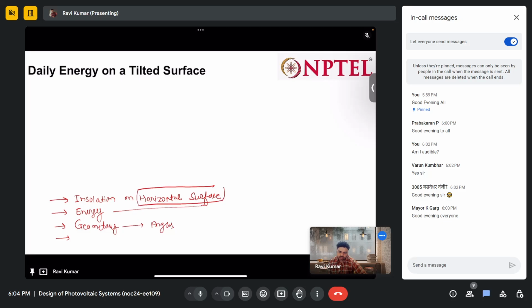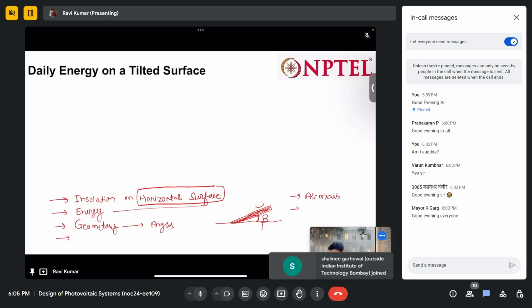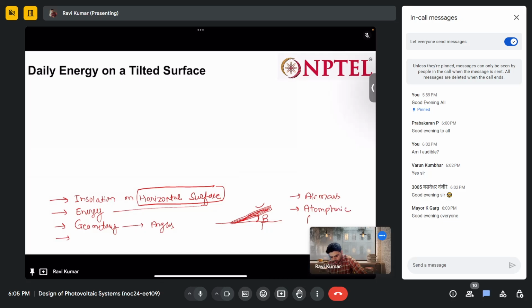Here we were discussing a horizontal surface, and now in this week we are discussing energy on a surface which is a bit tilted. If we have a horizontal surface like this, we will discuss the energy on this surface which is placed at a particular angle, known as the tilt angle beta. What will be the energy on this surface? Then we will see air mass. What is air mass, and what is its significance? Other than that, we have atmospheric factors. These are the few things we are going to discuss in this class.